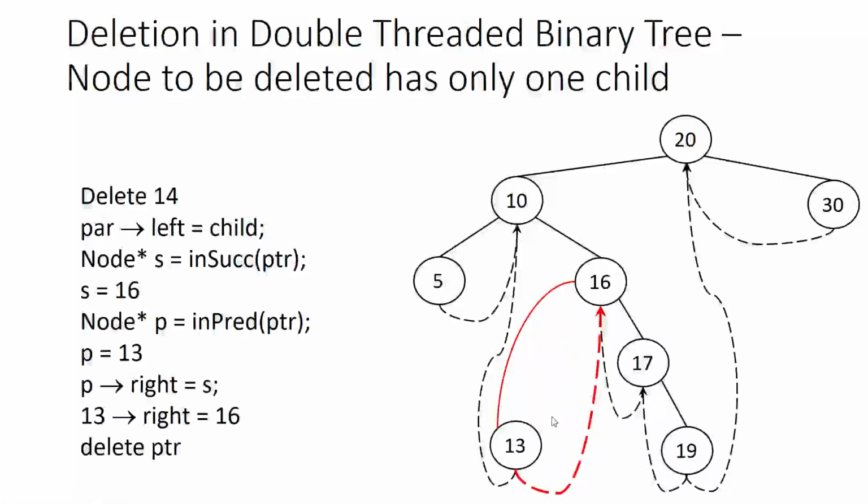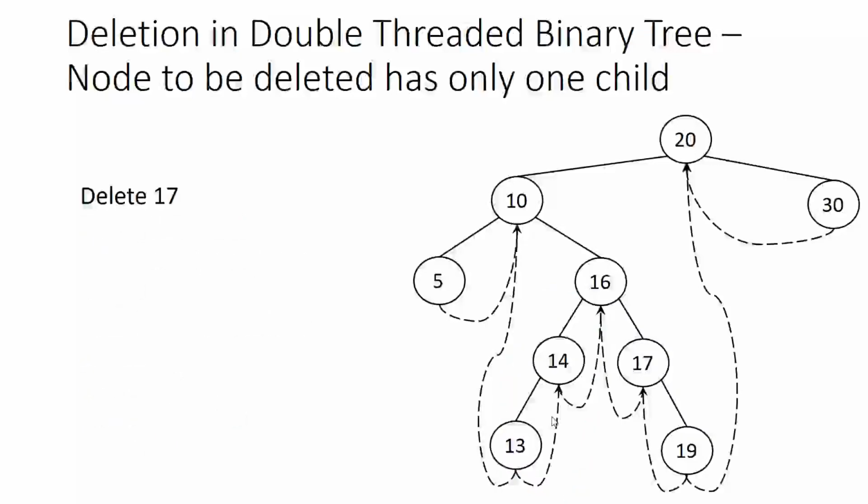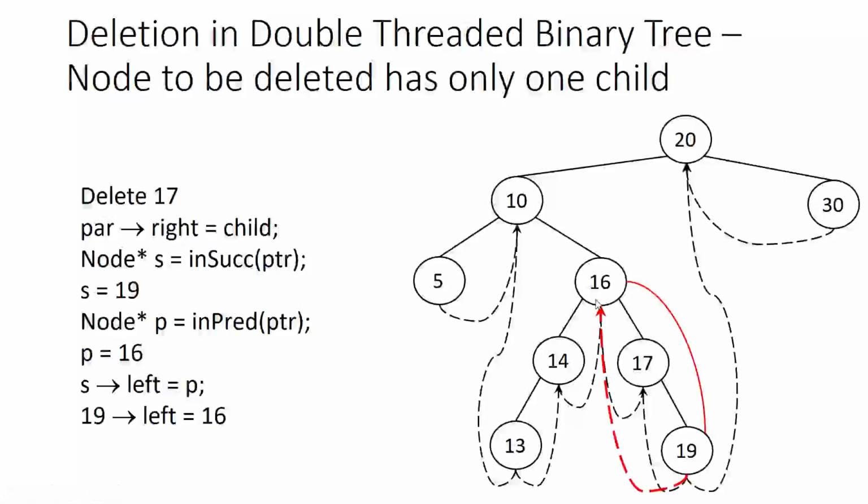Okay. Then delete 17. Now we are trying to delete an internal node which has the right child. So what will we do now? The same process again. That is, 19 will be used to replace 17. So 19 will become the right child of 16. So you establish that connection first. And because 16 will come before 19 in the in-order traversal, the left thread of 19 should be connected to 16. So the left thread of 19 will be connected to 16 and 17 can be deleted now. So the corresponding code we are showing here.